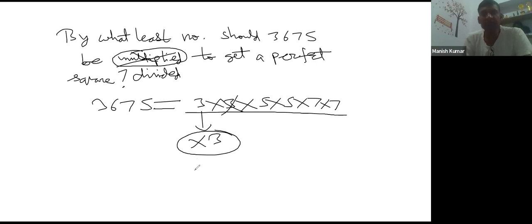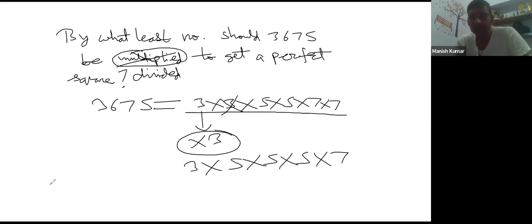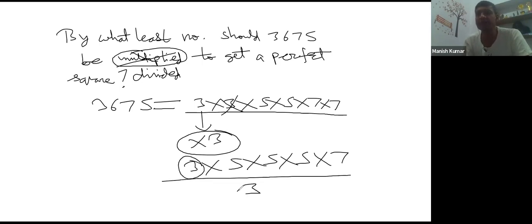See, 3675 is equal to 3 into 5 into 5 into 7 into 7. So this is the number you have been given. But we want the factors to be in pairs. We don't want this 3. We will have to divide this by 3. If we divide this by 3, then the 3 will get cancelled. Now all the numbers are in pairs: 5 into 5, and 7 into 7. Now we are getting the numbers in pairs.